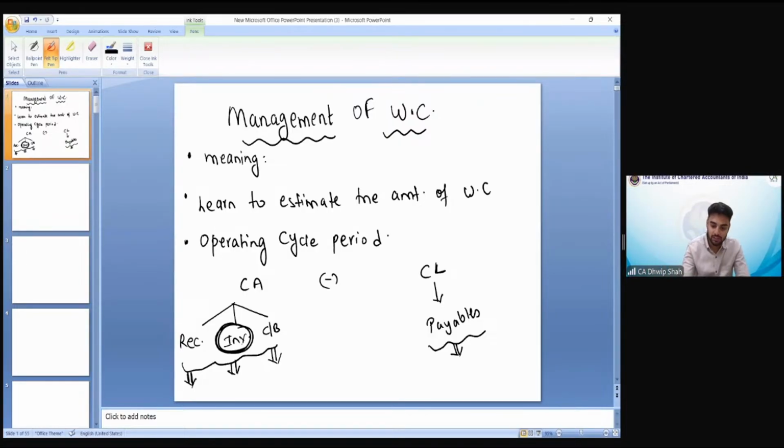ठीक है? So first we will briefly understand how to estimate working capital. Then we will see what you mean by operating cycle period. Then further, we will deep dive into sub-components and see how to manage receivables, how to manage cash, how to manage payables. Okay? Understood the flow of the chapter? So we have to cover this entire management of working capital in 4 sessions. Okay? So let's start.